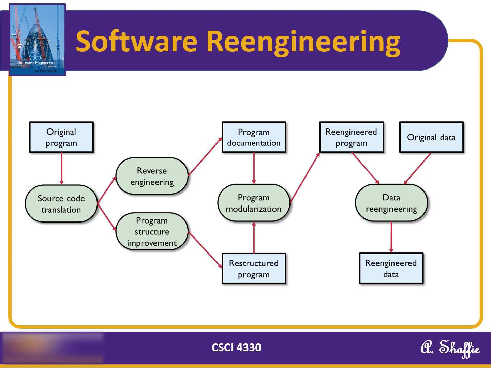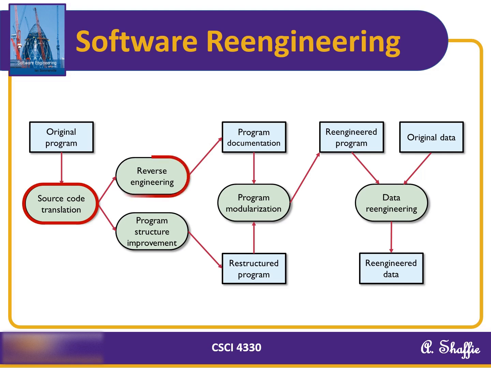This diagram illustrates the re-engineering process, which transforms an original program into a more maintainable and updated version while retaining its core functionality. Let's break down the key steps. Source code translation. The process starts with translating the program source code to a modern programming language to ensure it aligns with modern tools.